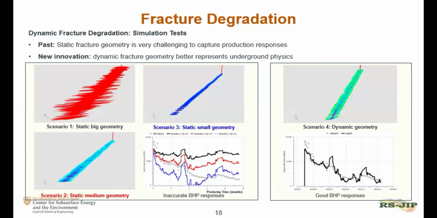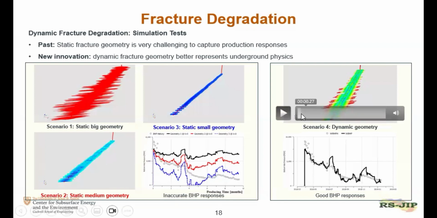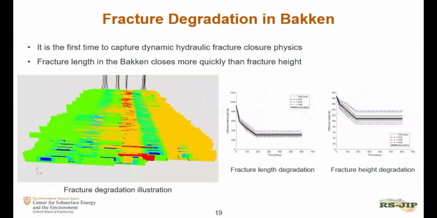And you can see that here in the pressure match, they either overestimate the pressure in the beginning, or they can match the beginning, but the later time period is quite difficult to match. The pressure shoots up. Or using a small geometry, the late period is fine, but the initial match is not good. Okay, so using this fracture degradation feature, we are able to consider the change in the fracture geometry. So you can see initially we have this size of fracture geometry. Oh, sorry.